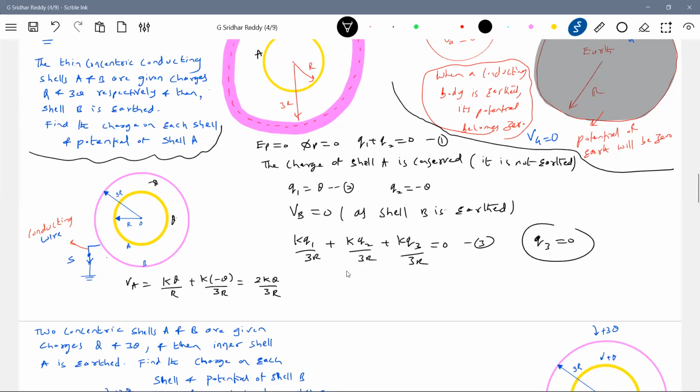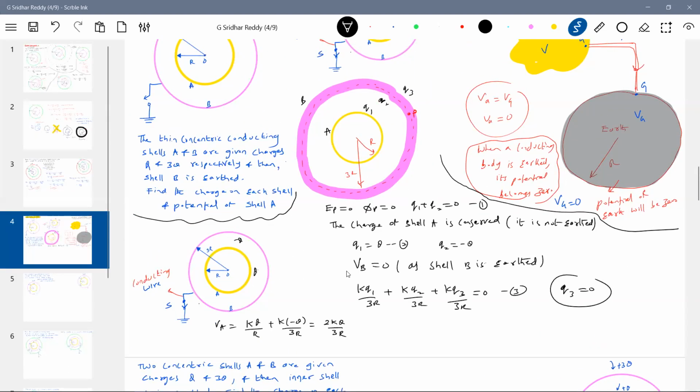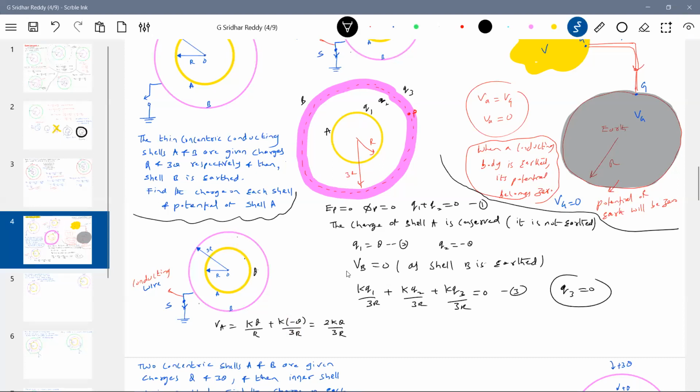Sir, but the potential at B will be 0 now. Yeah, I wrote 0, no. No, sir, so the potential at A should be only KQ by R now. By the superposition principle, ma'am, when you're calculating the potential at shell A, looking at this diagram, it is KQ by R minus KQ by 3R. I know the potential of shell B is 0, no doubt. But when you're calculating potential, the potential at a given point is due to the charge on all surfaces, whether you earth a shell or you don't earth a shell.